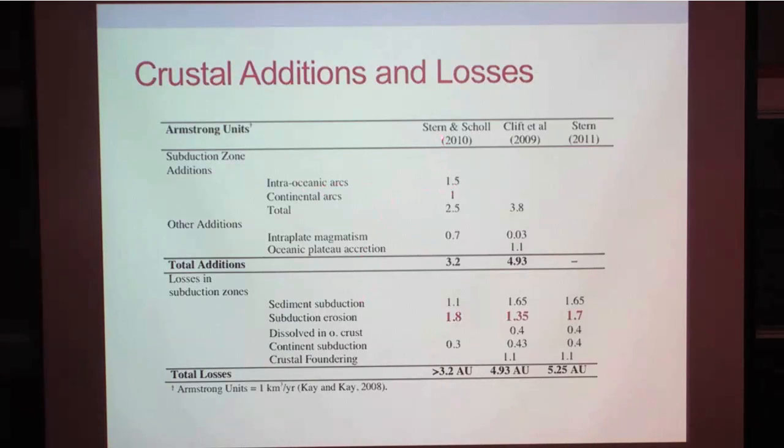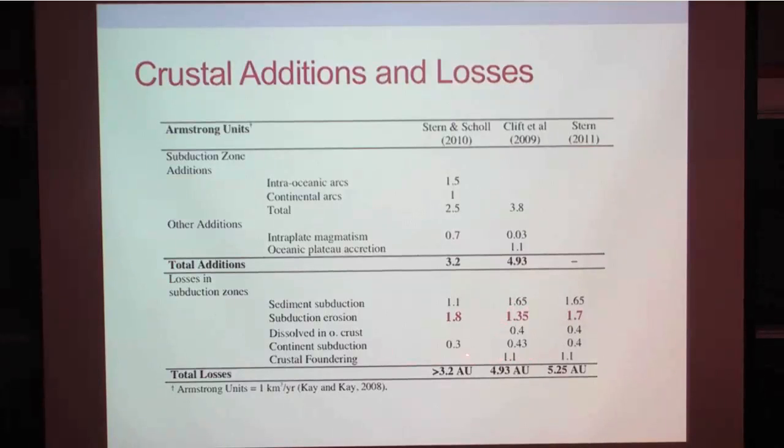Here's a table. This is three different papers from 5, 6, 7 years ago, Stern and Scholl. These are different Sterns, by the way. Three different estimates of the mass flux of subduction erosion. These are in Armstrong units, and Bob Kay has tried to push that term, a cubic kilometer per year. Armstrong units: 1.8, 1.35, 1.7. This compared to the sediment subduction. So maybe not in this case, but in two out of three of these estimates, we're actually bringing more crust into the mantle through subduction erosion than sediment subduction. And this one is comparable.